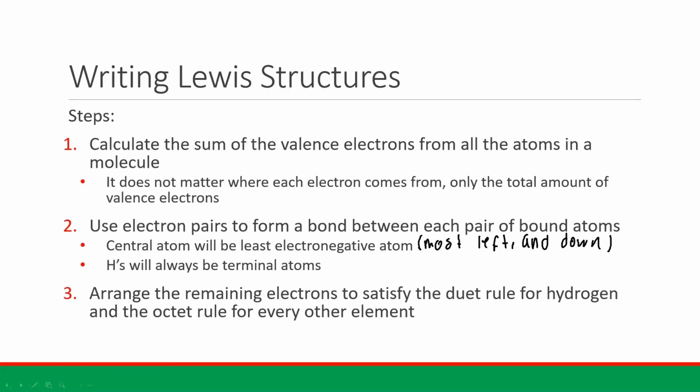And lastly, once you do bond everything together, any remaining electrons are going to be used to satisfy either the duet rule for hydrogen or the octet rule for every other element. So once you form every potential bond, you need to use lone pairs to satisfy the octet rule for any other atoms.